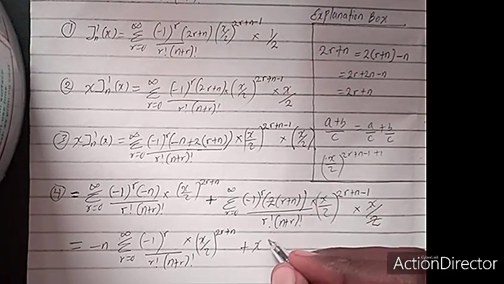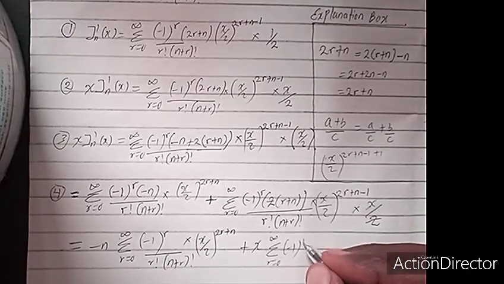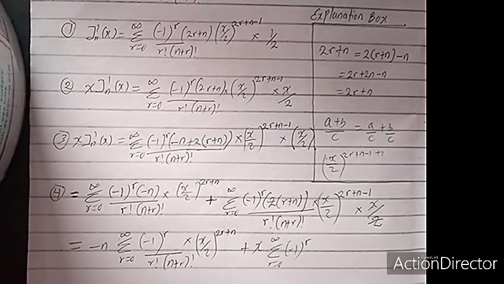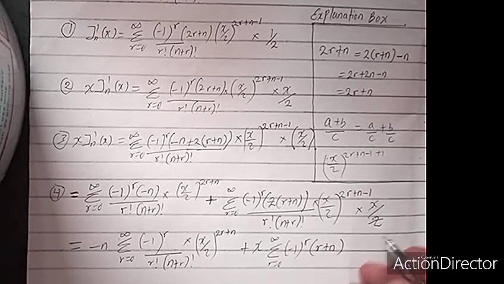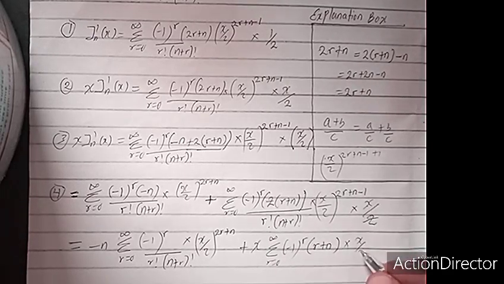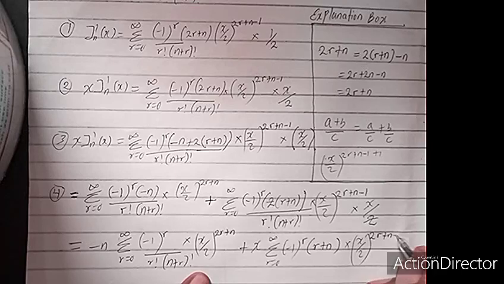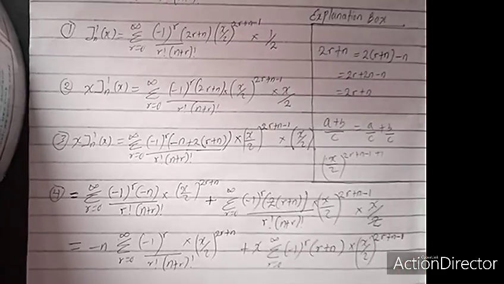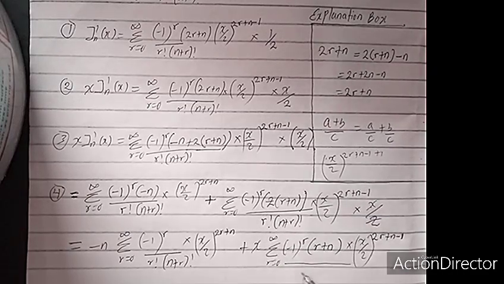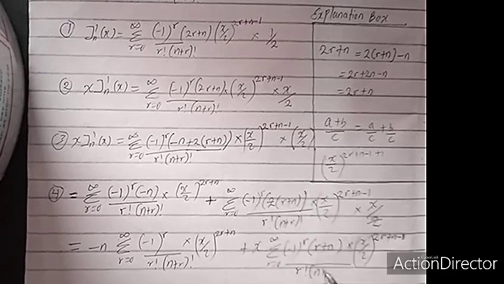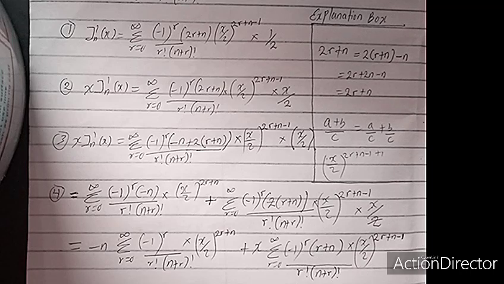I'll say x summation r from 0 now minus 1 raised to power r. Now please watch closely. R plus n times x over 2 raised to power 2r plus n minus 1. So I haven't done that. What about the denominator? The denominator will be r factorial n plus r factorial. So we are coming to the end of the proof gradually.